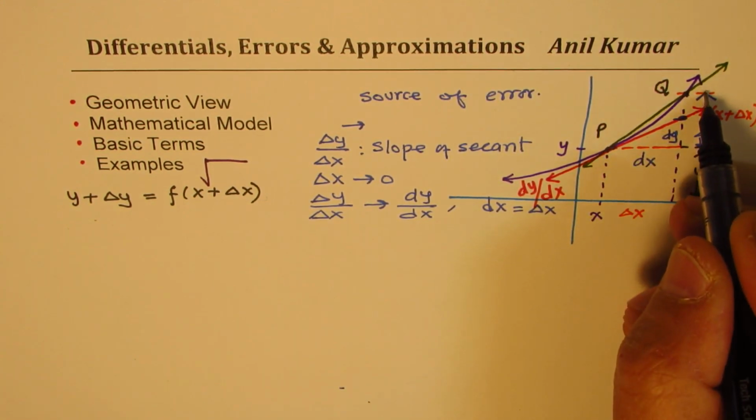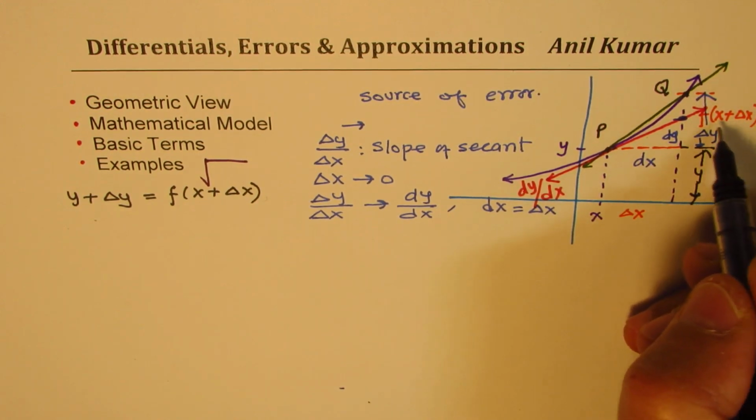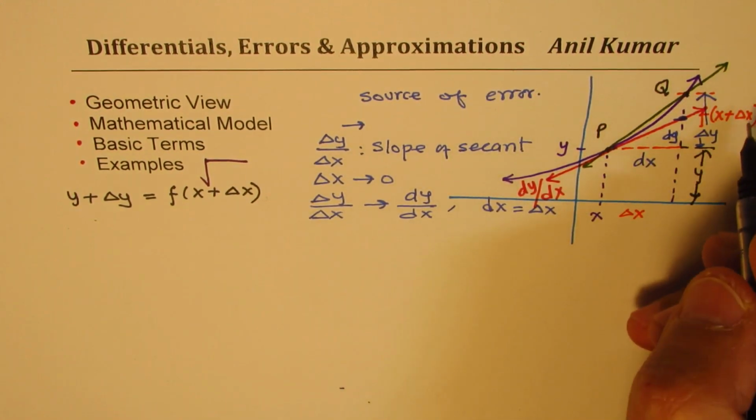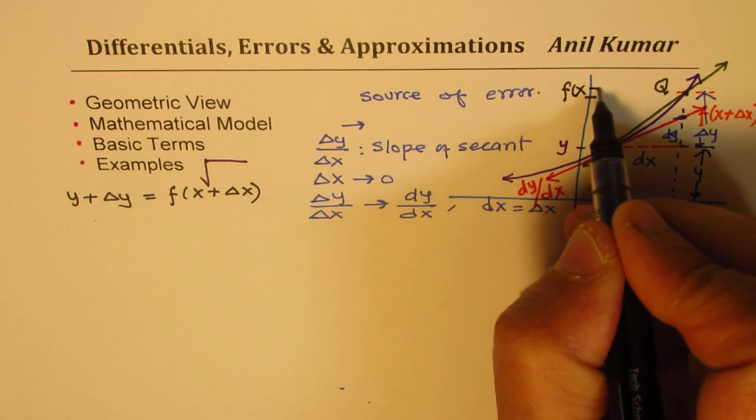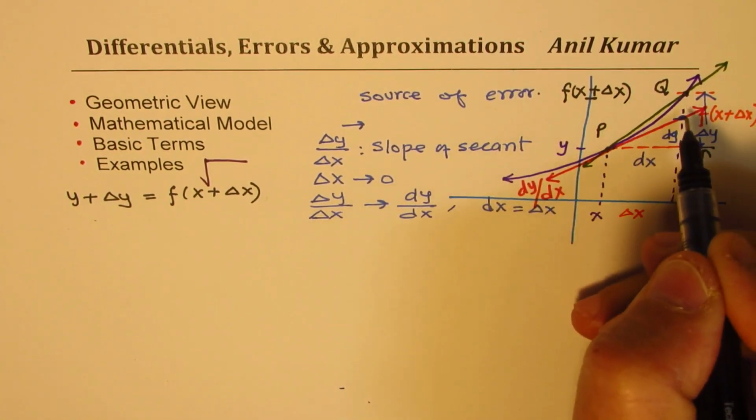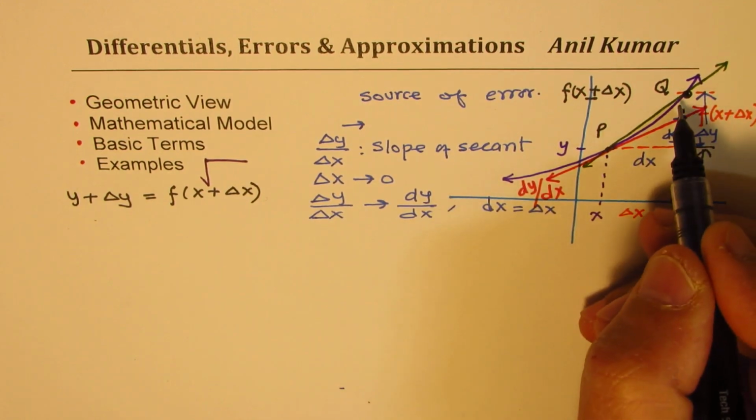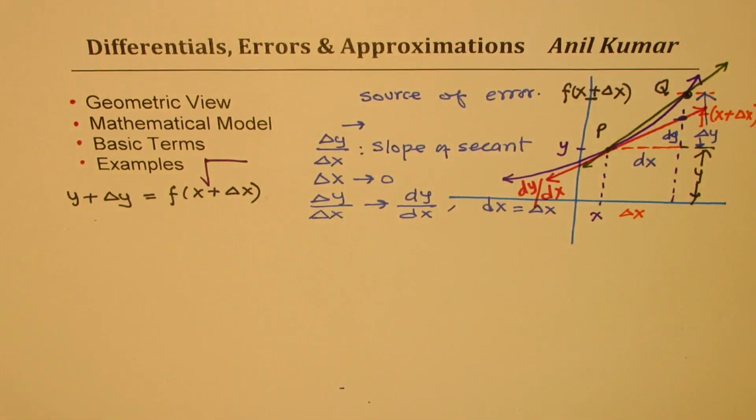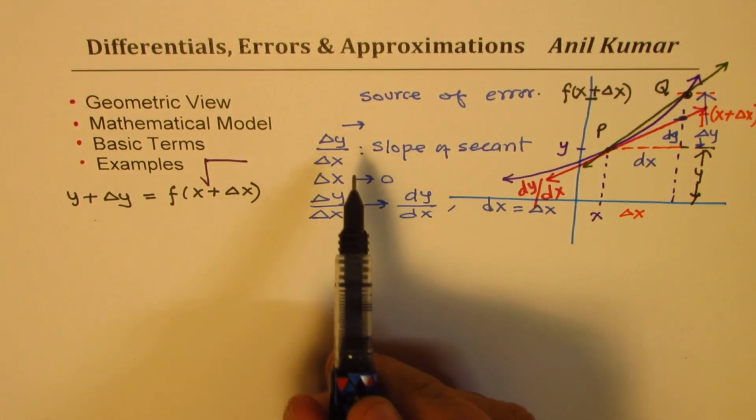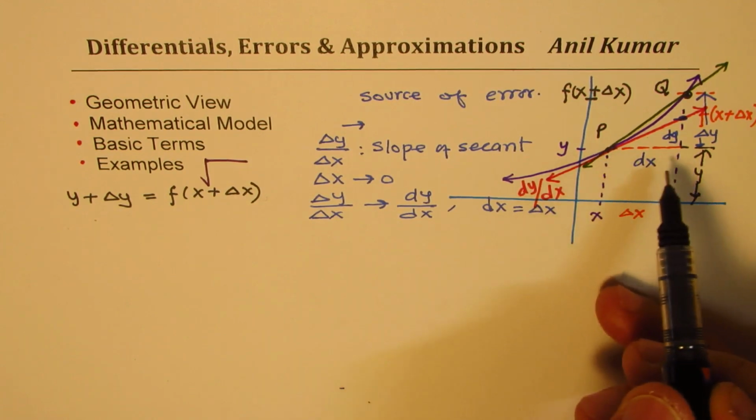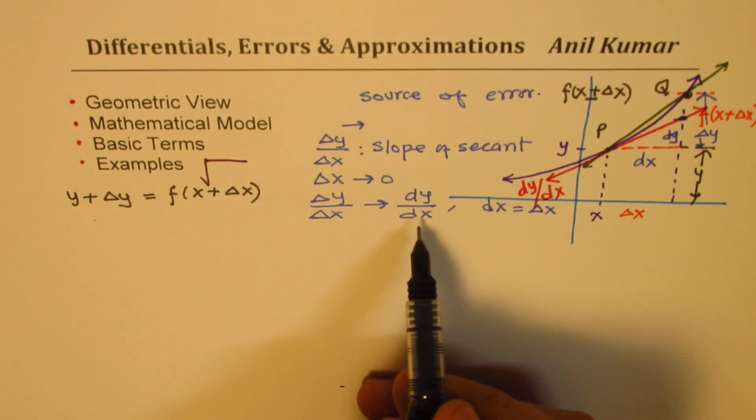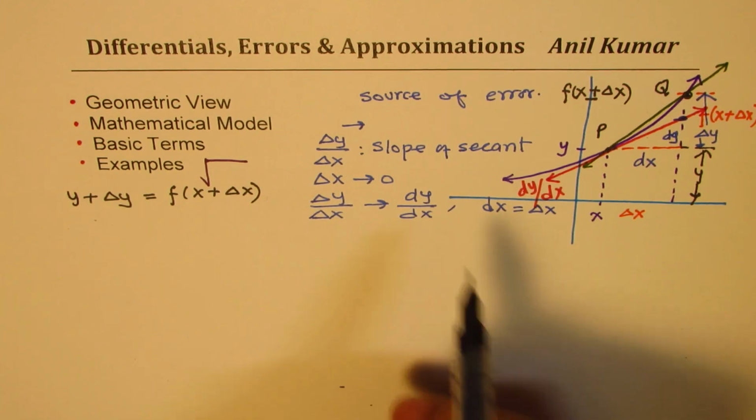Y plus delta y actually is the value of f of x plus delta x, right? So this value here is f of x plus delta x. So that point is very clear. That is this point Q which we are talking about, correct? Now what you also saw here is that delta y over delta x is approximated as dy by dx, correct? That is how we approximate, right?